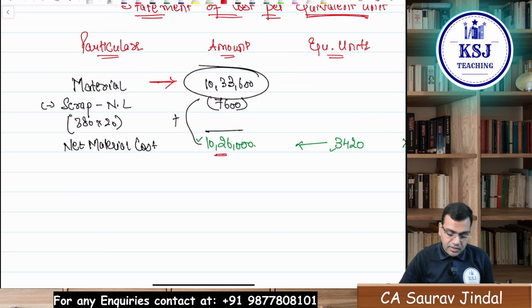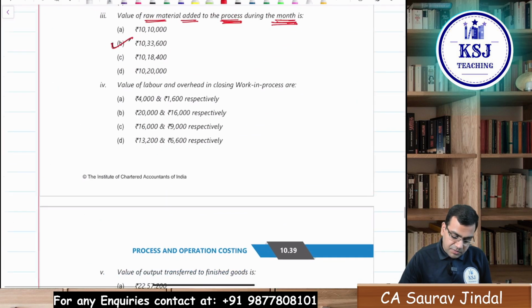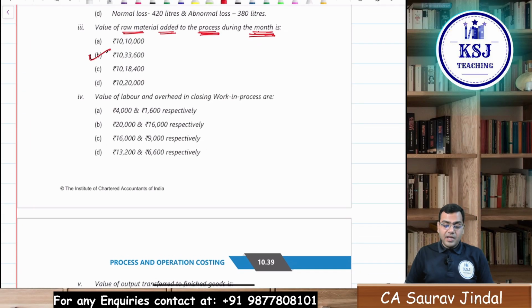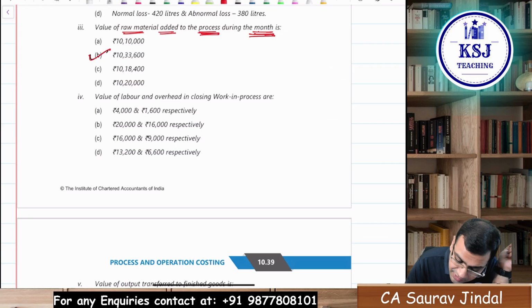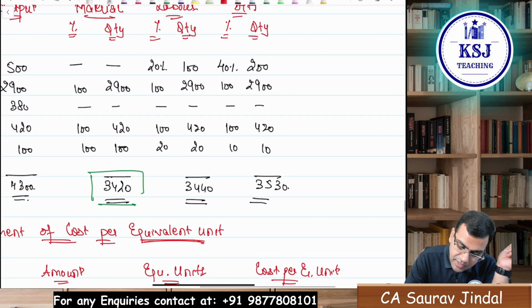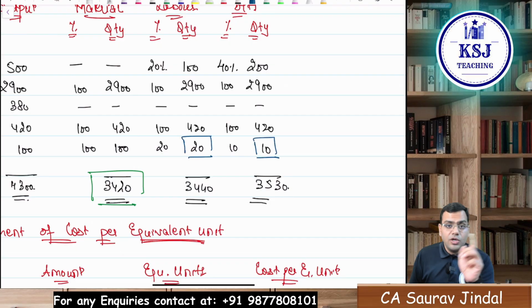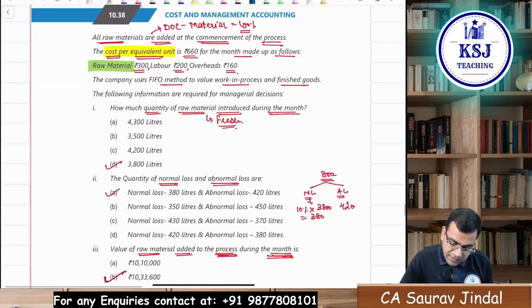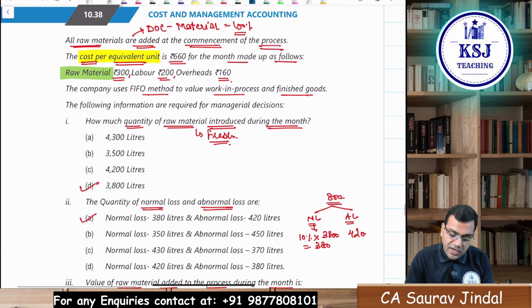This is very important. Okay, next part, value of labor and overheads in the closing WIP. In the closing WIP, what is the value of labor? Let's see labor and overheads. For closing WIP, what are the equivalent units? The equivalent units are 20 and 10. Do you have the equivalent cost per equivalent unit? Yes, sir. 200 and 160.